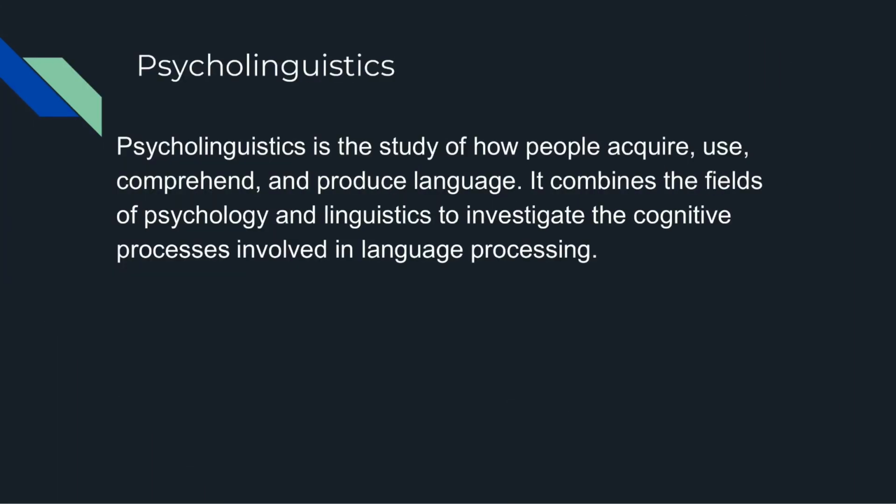So first of all, what is psycholinguistics? Psycholinguistics is the study of how people acquire, use, comprehend, and produce language. It means how we are learning a language, how we are understanding it in our brain, and how we use the way we understand outside. So this is production of language. It also combines the fields of psychology and linguistics to investigate the cognitive processes involved in language processing.